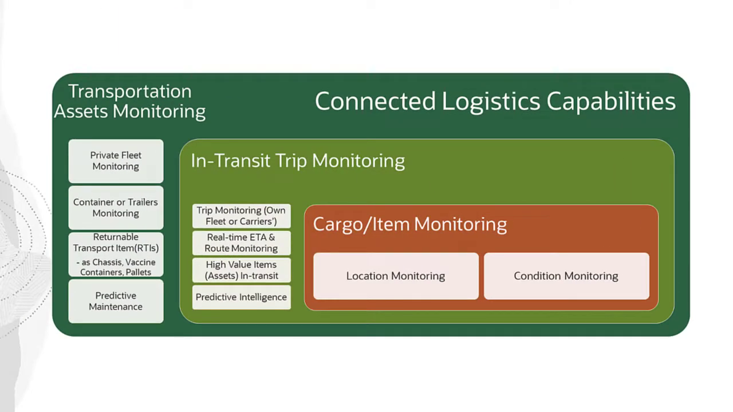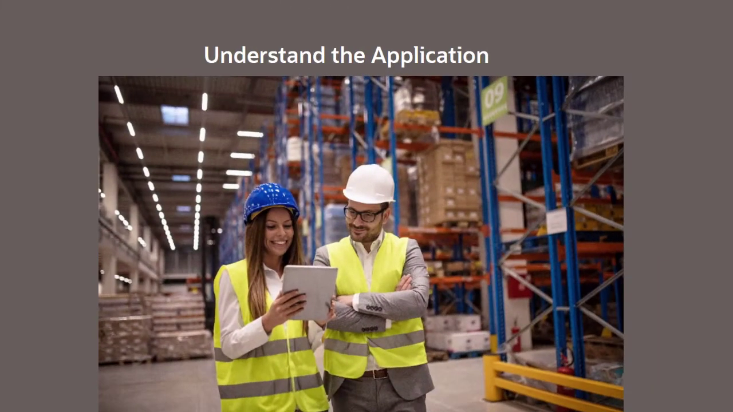The connected logistics capabilities of this application focus on three areas: monitoring of transportation assets, such as private fleets, trailers, and returnable transport items; monitoring of shipments transported via private fleets or third-party carriers; and the condition monitoring of cargo or inventory. The predictive analytics component works on historical and real-time data for insights on maintenance needs and ETAs. Let's understand how to leverage these capabilities.